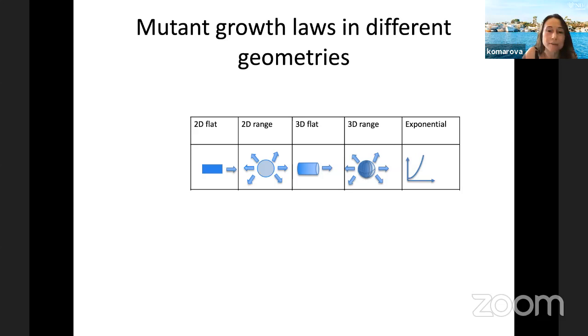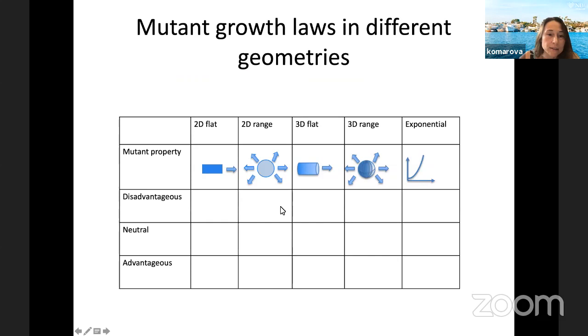An example of this system is the one-dimensional growth that I showed you before, just one row of cells. It falls here, 2D flat. 2D range is more realistic. It's a two-dimensional spot that I showed you before that grows out like this. 3D flat is a cylinder where the dividing cells are on the bottom of the cylinder going that way. 3D range is a three-dimensional sphere. This is the most realistic one that characterizes a three-dimensional solid tumor that grows outward, right? So we want to look at all of these geometries and derive the growth laws of mutants.